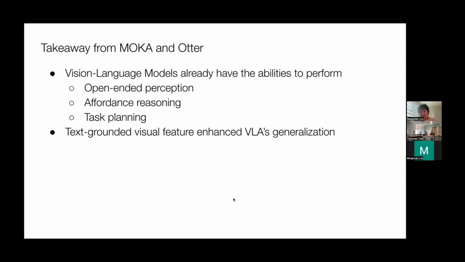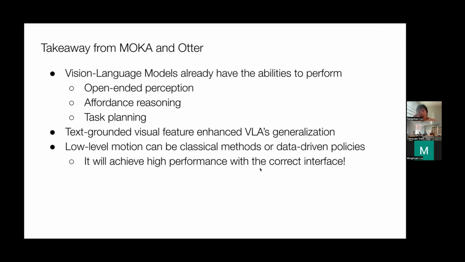So basically, that's some older VLA work, but the takeaway from these two works is that a VLM has the ability to perform open-ended perception, affordance reasoning, and task planning, and low-level motion can be classical methods or data-driven policies. It can achieve high performance with the correct interface.